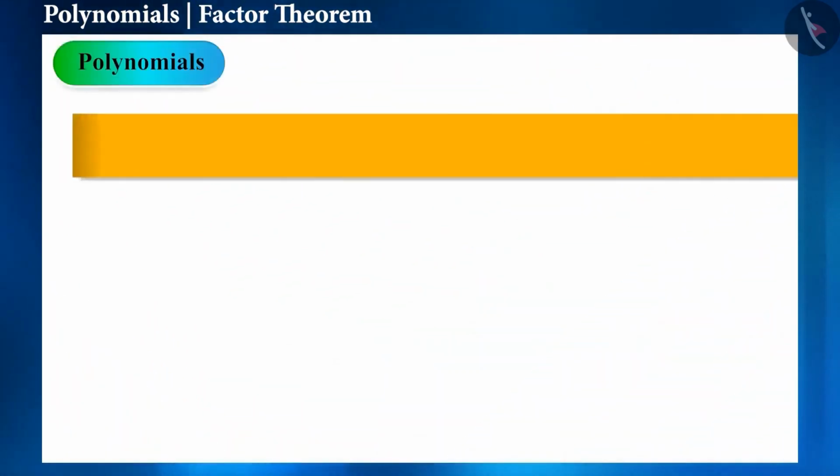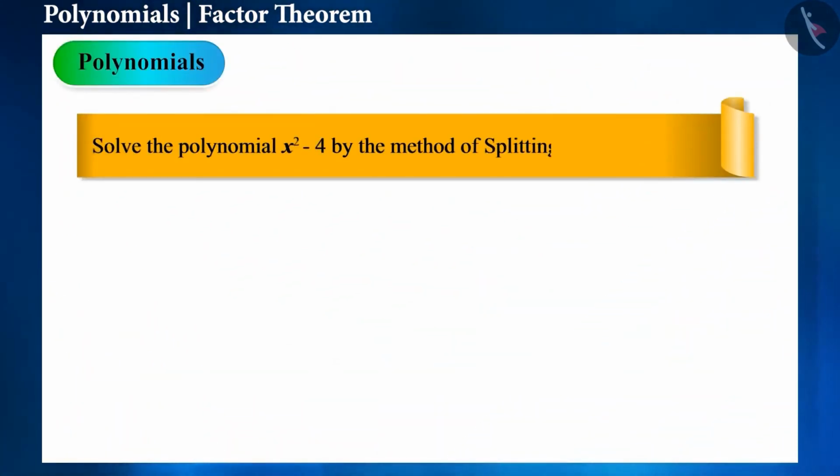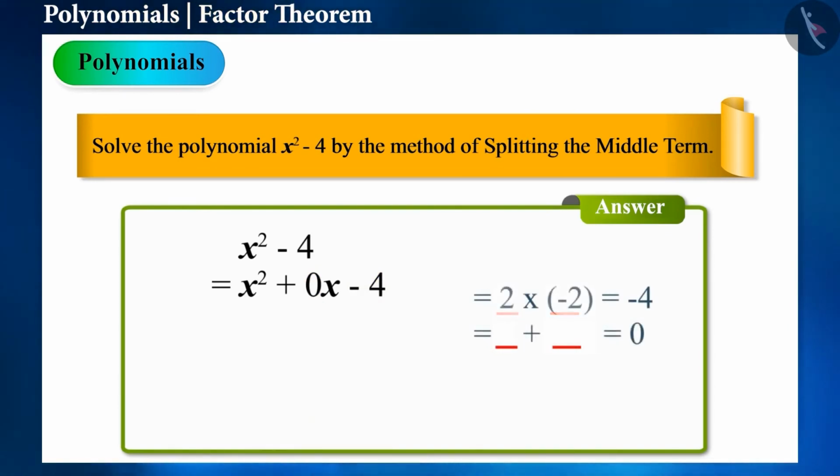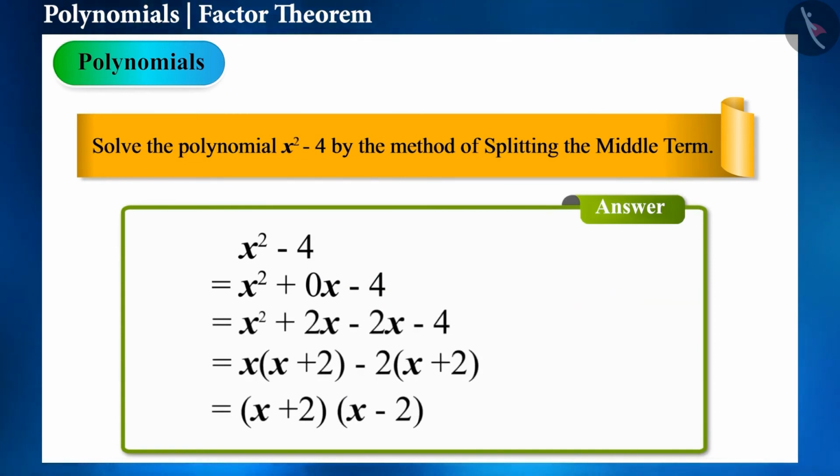Now, let's take the next question. Solve the given polynomial using the method of splitting the middle term. Friends, there is no middle term here. Can we write it like this? X squared plus 0x minus 4. Yes. The coefficient of the middle term is 0 and the constant is minus 4. That is, we need two such numbers whose product is minus 4 and the sum is 0. Friends, can those two numbers be plus 2 and minus 2? Yes. The solution to this question will be somewhat like this.